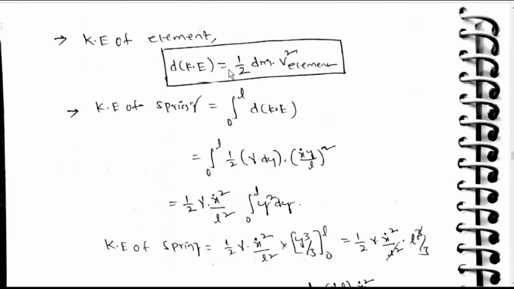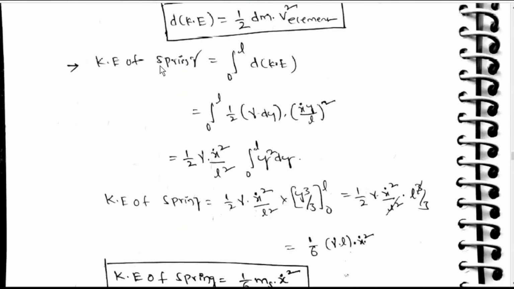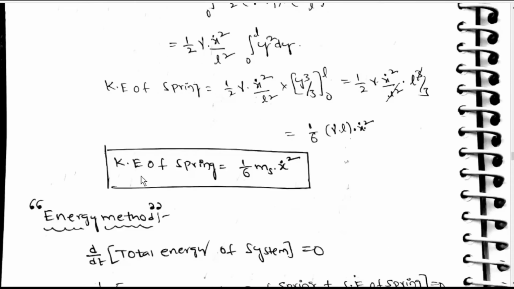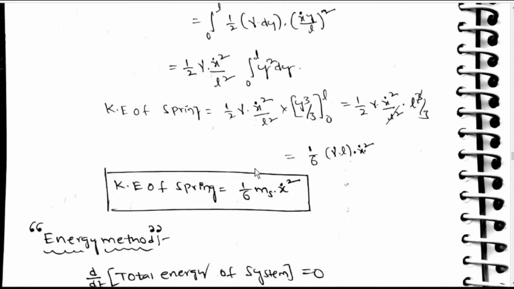KE of element dKE is equal to half dm v element square. KE of spring is equal to integral 0 to L of dKE, which is integral 0 to L half gamma dy (x dot y by L) whole square, equal to half gamma x dot square by L square integral 0 to L y square dy. KE of spring is half gamma x dot square by L square into y cube by 3 from 0 to L, which is half gamma x dot square by L square into L cube by 3, equal to 1 by 6 gamma L into x dot square. Finally, kinetic energy of spring is equal to 1 by 6 ms x dot square.